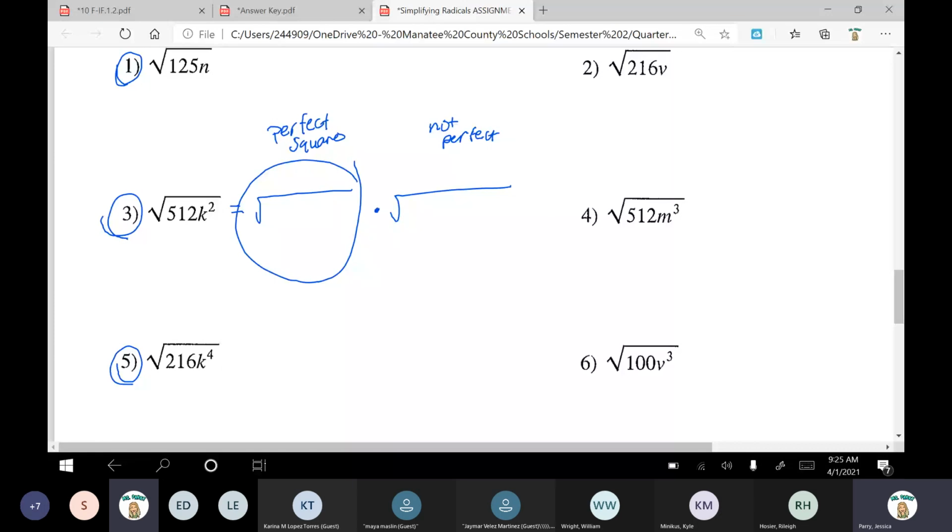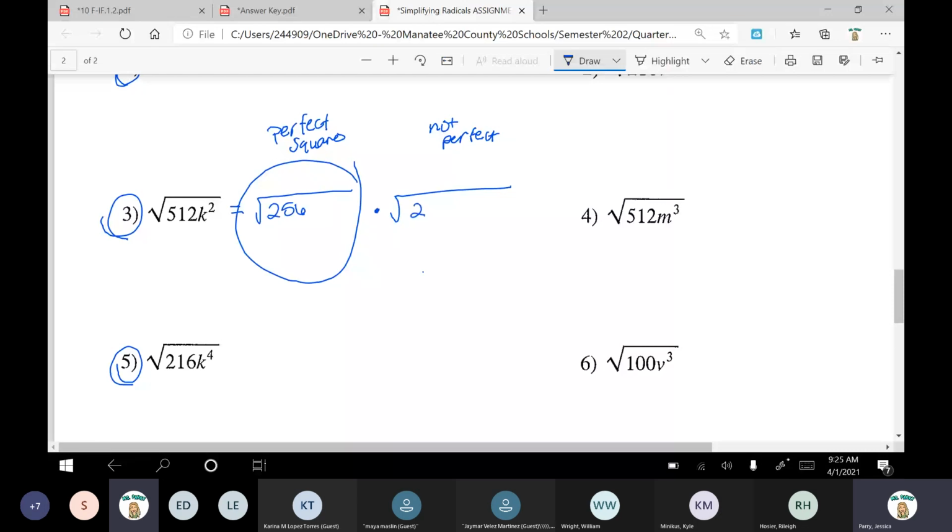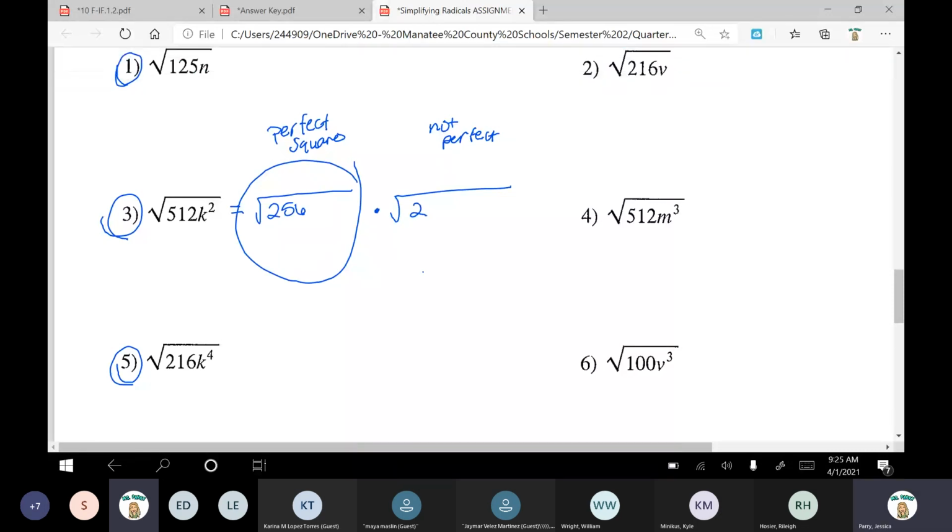So we need to think something times something else is a perfect square. And I'm going to help you guys out with this one. But for number 3, we can do 256 times 2 because 256 is a perfect square, and I will show you guys in just a minute.